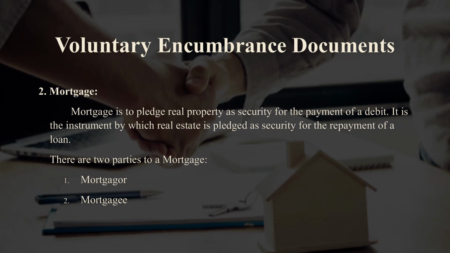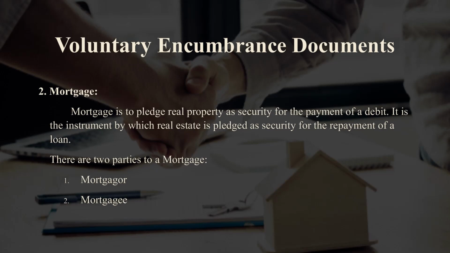The second voluntary encumbrance document is mortgage. What is meant by mortgage? Mortgage is to pledge real property as security for the payment of a debt. It is the instrument by which real estate is pledged as security for the repayment of a loan.